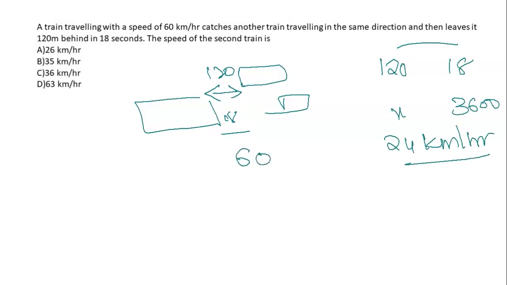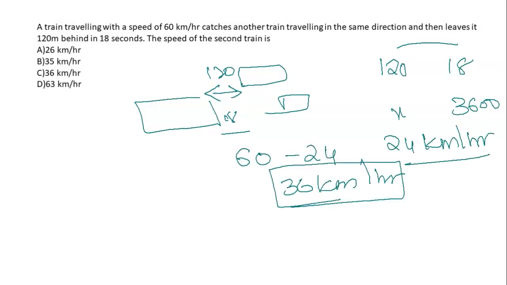One of the trains is going at 60, so the other train should be what? 36 kilometers per hour. Correct. So this is the relative speed, and the actual speed of the other train is 36 kilometers per hour. Sure? Answer is 36. Next question.